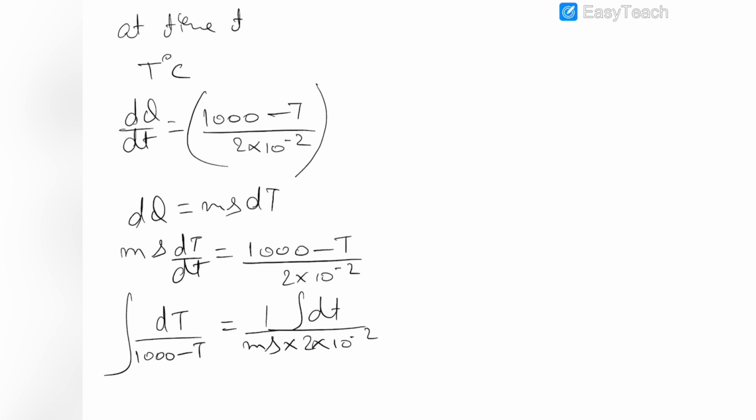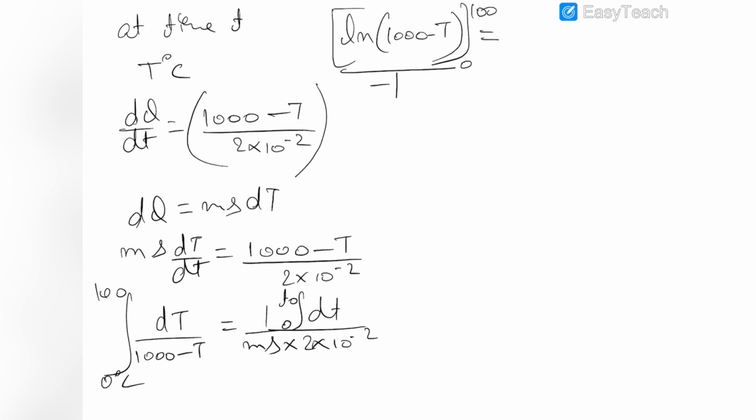The limit of temperature would be from 0 degrees Celsius to 100 degrees Celsius, and the time would be from 0 to T0. And we have assumed that T0 is the time in which the temperature of water will reach 100 degrees Celsius. The integration of this side will be ln 1000 minus T, and its limit would be from 0 to 100, divided by minus 1, and the integration of that side will be T0 upon ms into 2 into 10 raised to power minus 2.